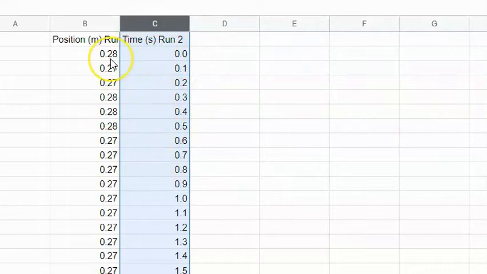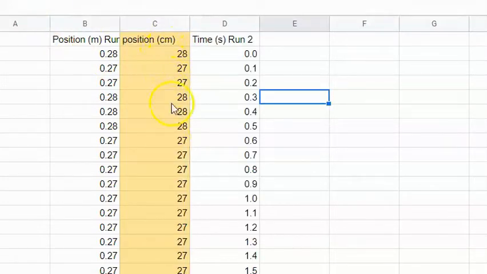At time 0, our position is at 0.28. And everything here, just multiply by 100. In fact, I'm going to do that right now. So we're going to look at this middle column. I've just converted the left column to centimeters because that's what I want us to work in. So let me again point out, our initial position at time 0 is at 28, so we're 28 centimeters away from the motion detector.